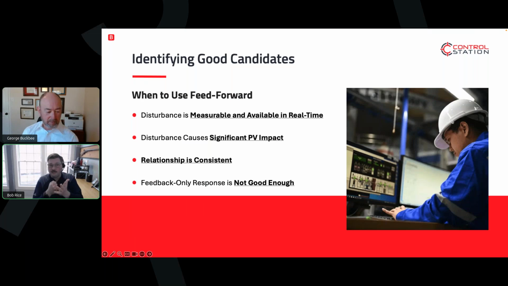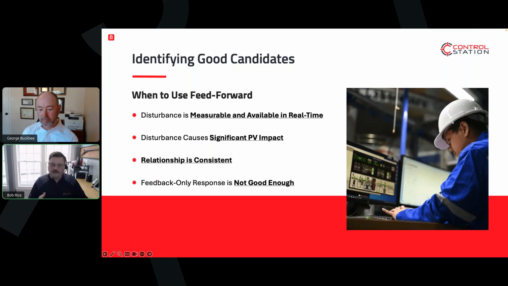And so the solution was pretty simple. We moved the PID controller to the PLC where the actual control was taking place, where the doors were opening and closing. We were able to implement a feed forward controller. It worked really, really well, right? But you have to have that disturbance measurable and available. And the disturbance has to do something, right?